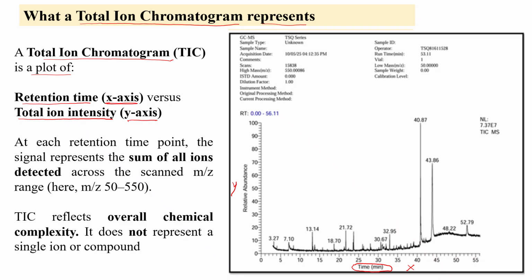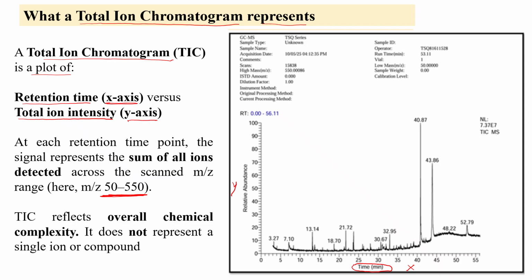Now, at each retention time or point, like 5, 10, 15, 20, these represent all the ions detected in the range 50 to 550 which are present at this particular time. What I am saying is that at each retention time, the sum of all the ions which fall in the range 50 to 550 mass-to-charge ratio are detected.